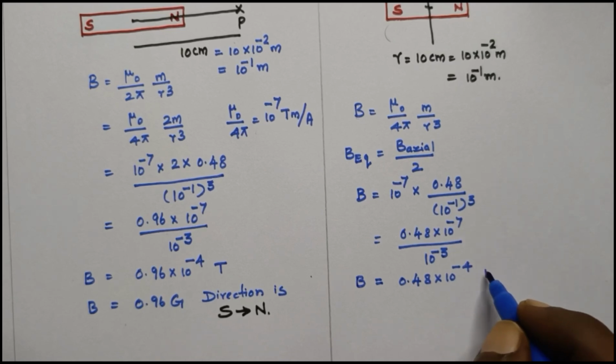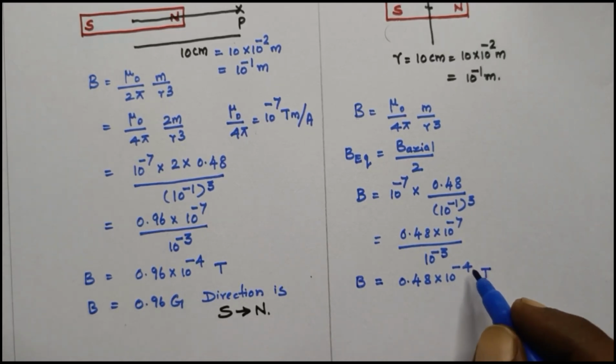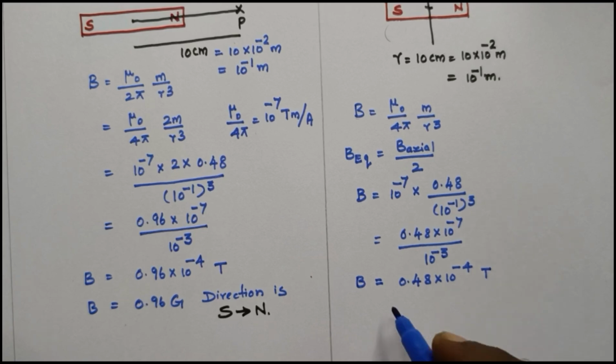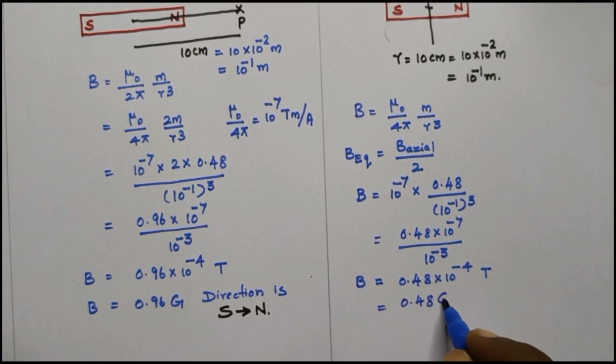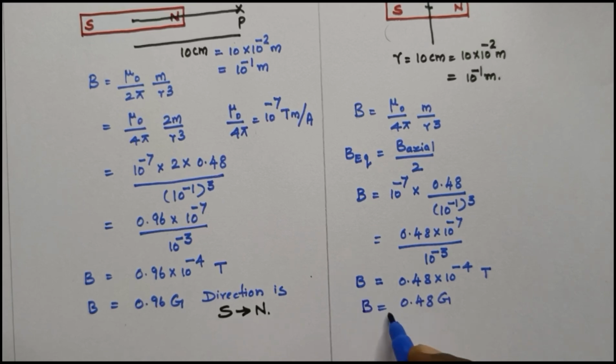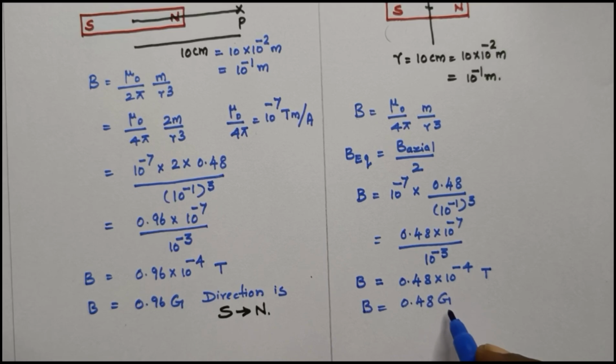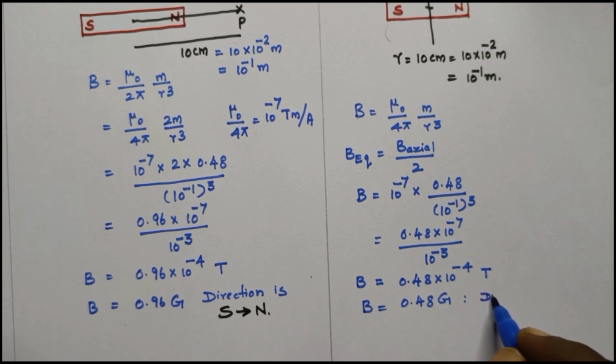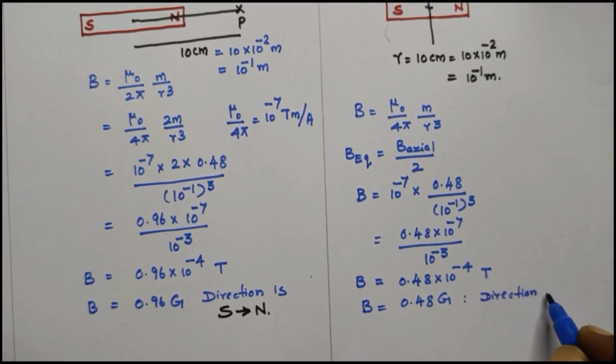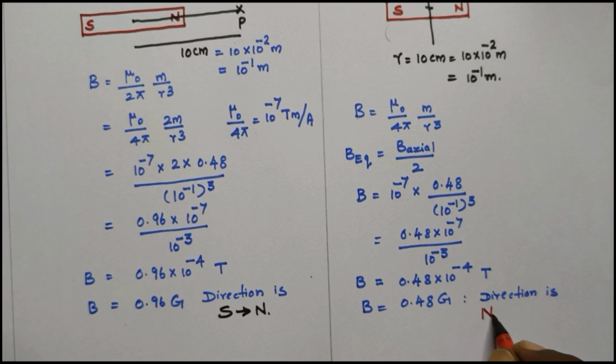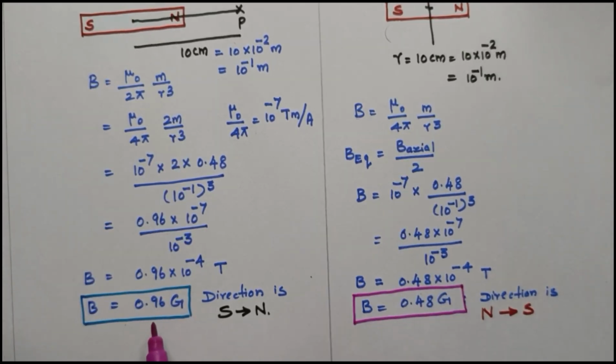The unit of magnetic field is Tesla. 10 to the power minus 4 Tesla can be written as Gauss. So this is equal to 0.48 Gauss. So the magnetic field B is equal to 0.48 Gauss. Now we have to write the direction of this magnetic field. The direction of this magnetic field is from the north pole to the south pole.